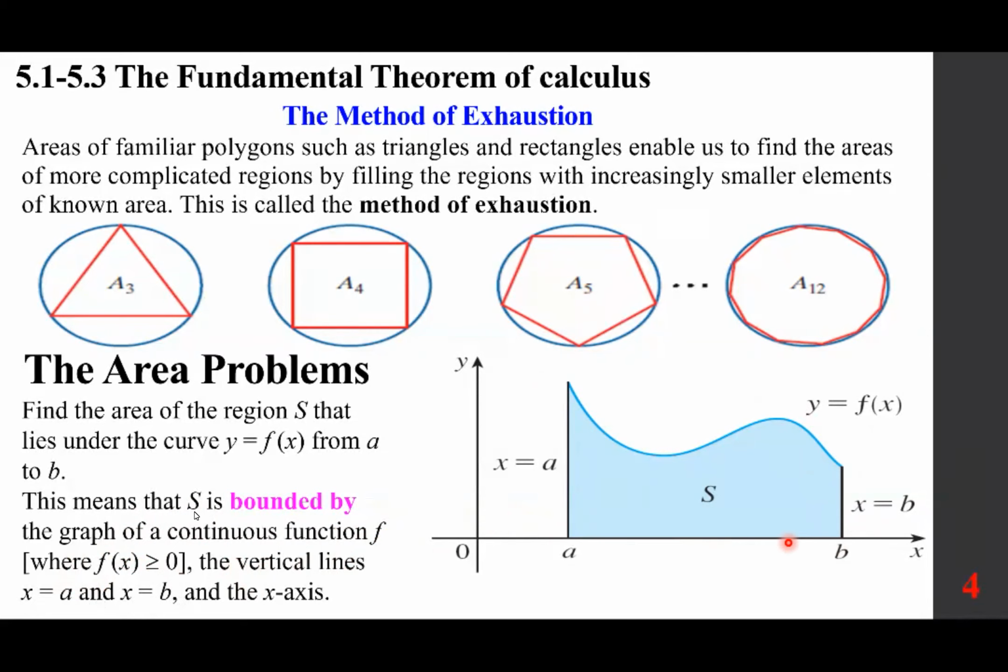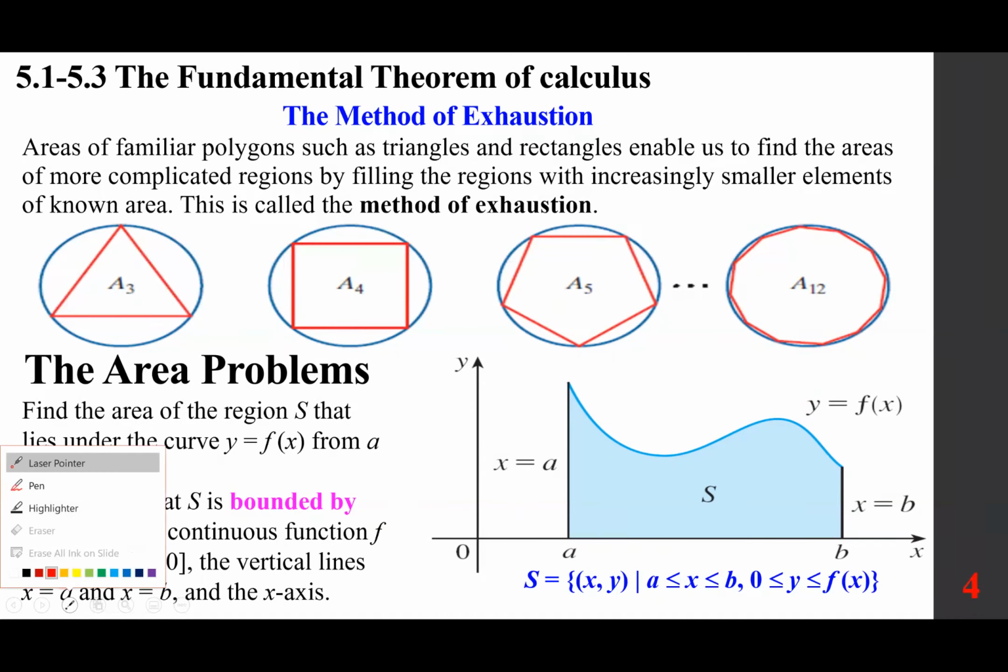Now, this whole thing can be explained right here. S is the following region: every point such that x is between a and b, and y is between 0, the x-axis, and the function f(x). So how do we find the area when we don't have a geometric formula for that? In that case, they cut this into so many pieces.